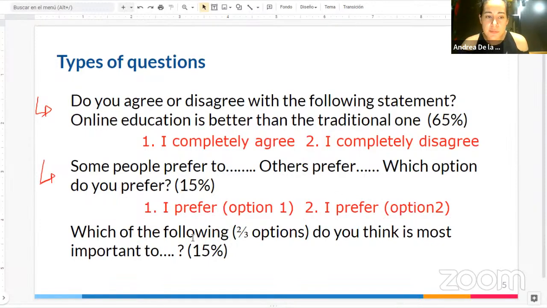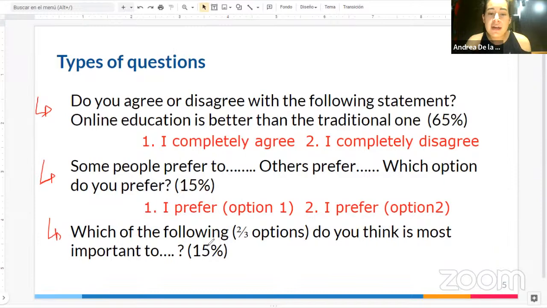Okay, same thing here. Now, another type of question, and this isn't that common, honestly, is which of the following, and you get two or three options, and they ask you, do you think is better? Do you think is more important? Do you think is the best option? So for example, they can ask you, which of the following do you think is more important to do while studying abroad? Option number one, learn the language. Option number two, meet people. Option number three, learn about the culture. Right? In that case, you have three options.